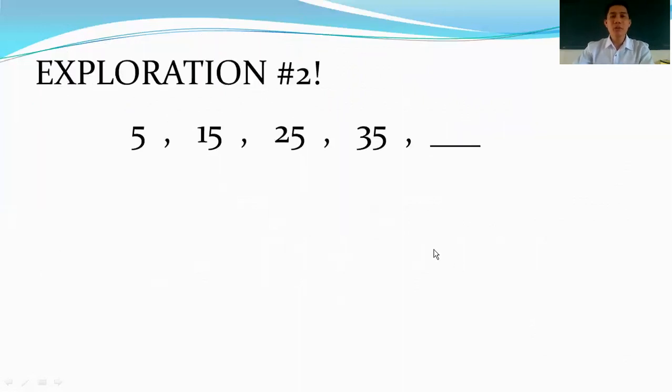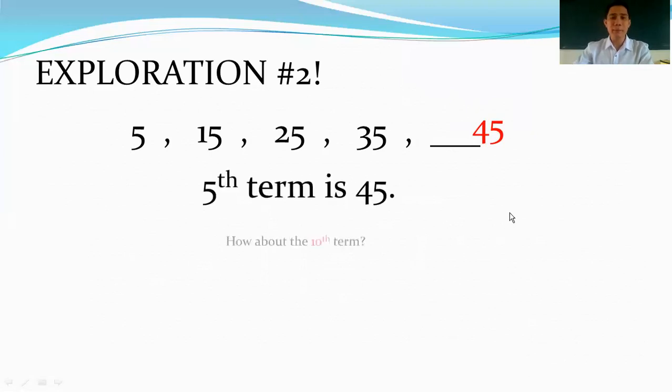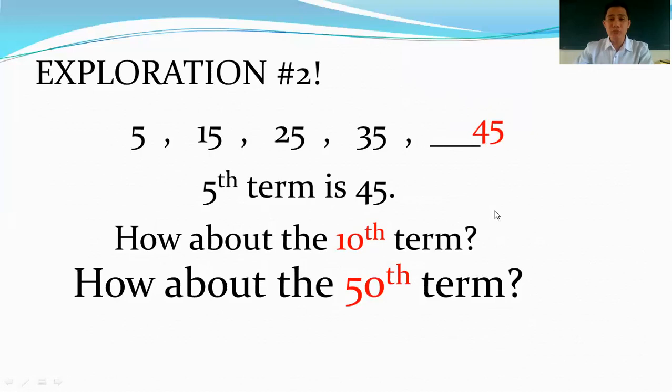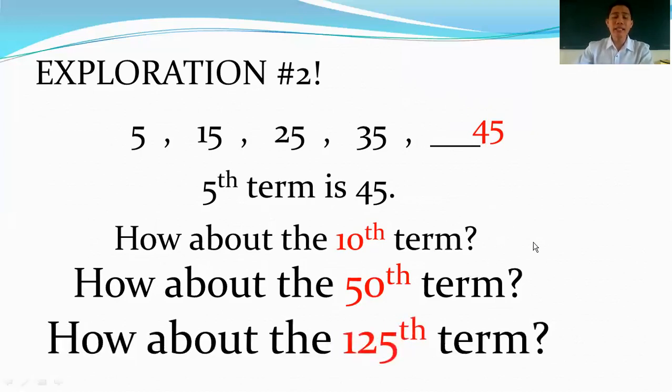For our exploration number 2, let's use again the sequence 5, 15, 25, 35. We can easily identify the fifth term, which is 45, by using the common difference. So fifth term is 45. How about the 10th term? Can you do it manually? How about the 50th term? Can you do it manually? And how about 125th term? Can you do it manually for 1 minute only?